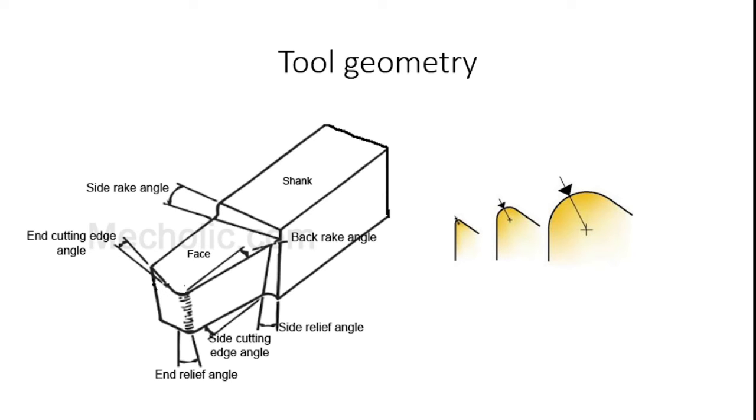However, if this angle is very small, the tool will rub on the job, leading to poor surface finish. So this angle is also a responsible factor for tool wear and surface finish of the workpiece material. This angle varies from 6 degrees to 10 degrees.